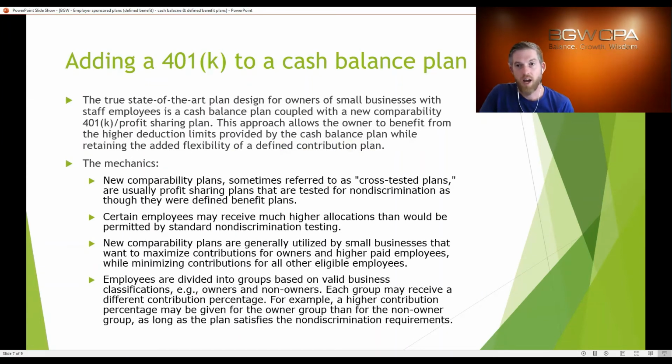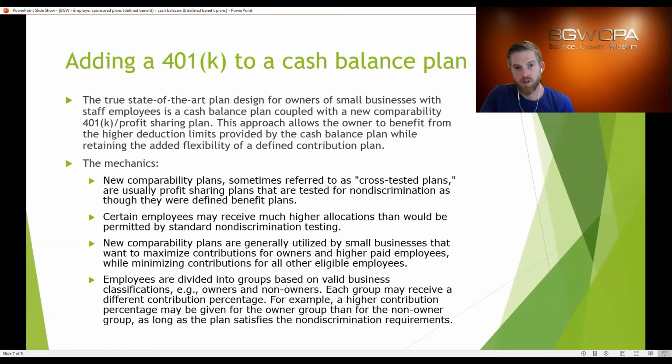So let's take a look at layering in a 401k with a cash balance plan. This is a true state-of-the-art in plan design for owners of small businesses with staff, when the cash balance plan is coupled with a new comparability 401k profit share plan. This approach allows the owner to benefit from a higher deduction provided by the cash balance plan while retaining the added flexibility of a defined contribution plan.